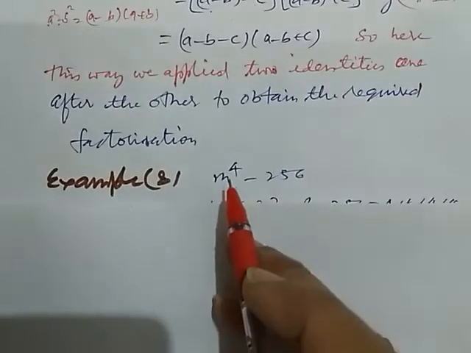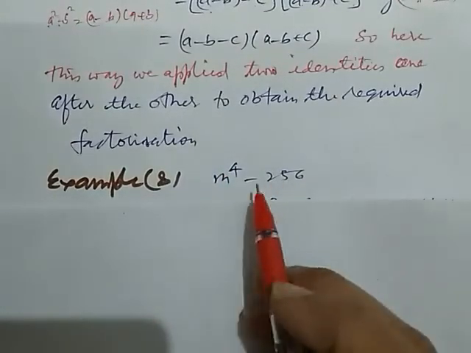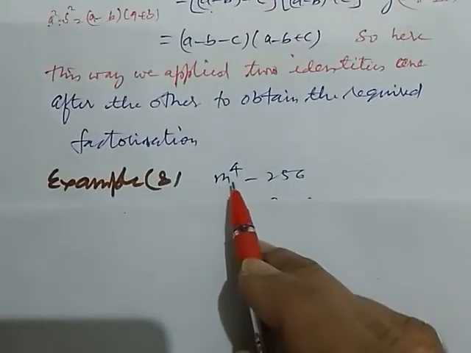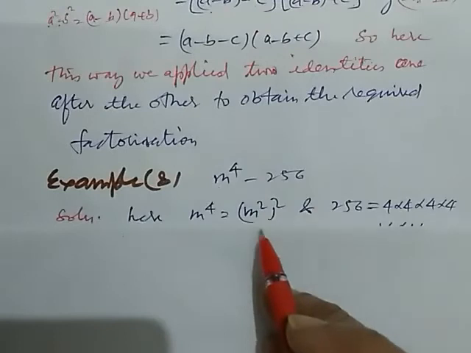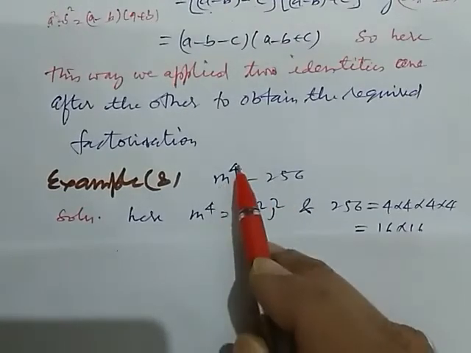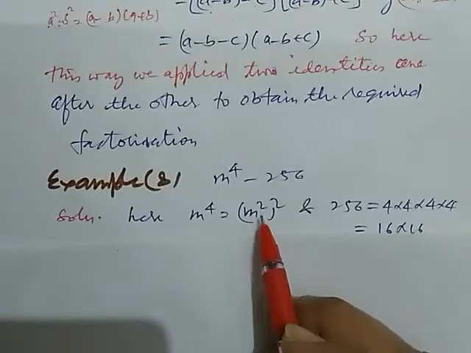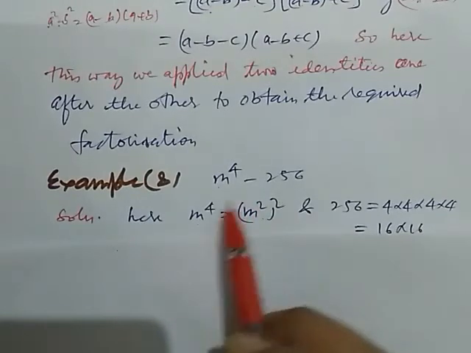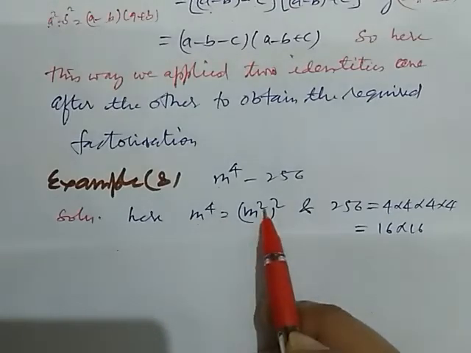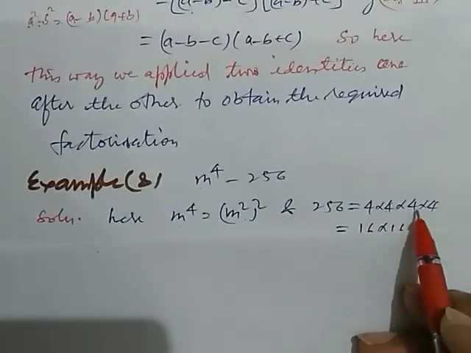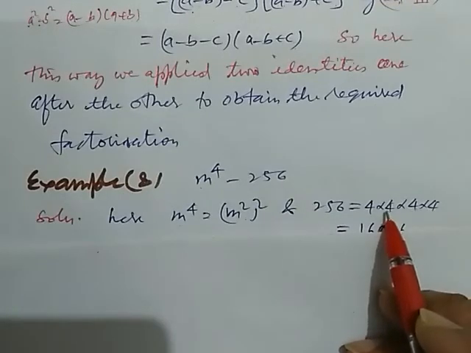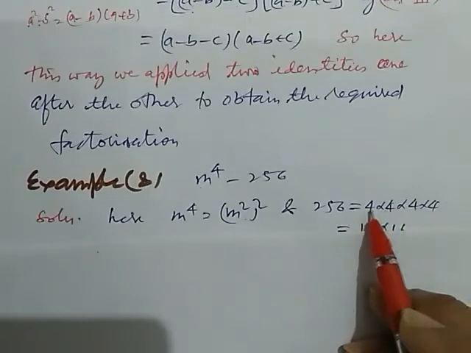Now this is one more example in which the power is greater than 2. Here is power 4. m power 4 can be written as m square whole square, since 2 times 2 is 4. And 256, if we factorize it, we get 4 into 4 into 4 into 4. 4 4 is 16, 16 4 is 64, and 64 4 is 256.